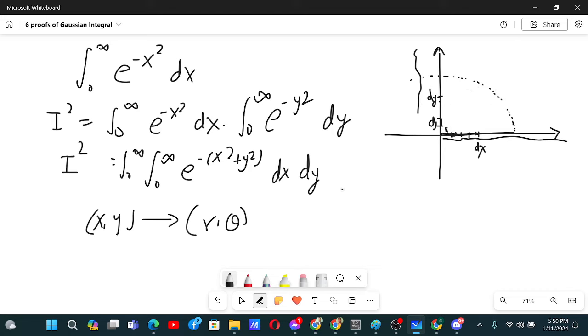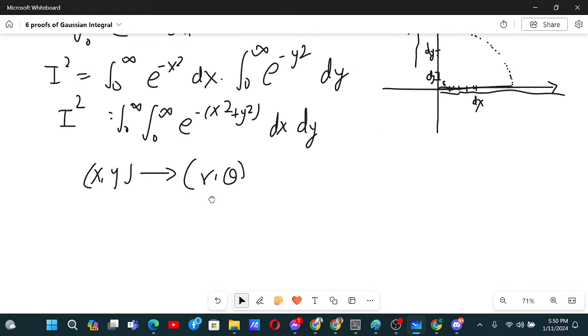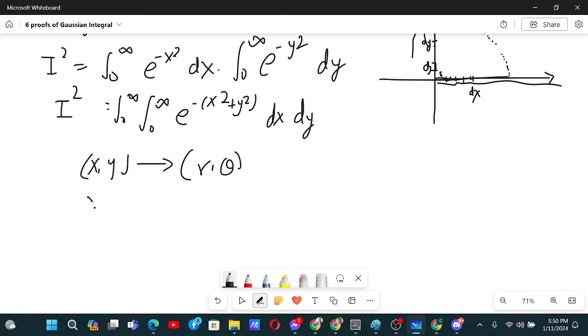And now we will try to see their relations before we begin. Basically r squared equals x squared plus y squared, and theta equals tan inverse y by x. And our x is r cos theta, y is r sin theta.